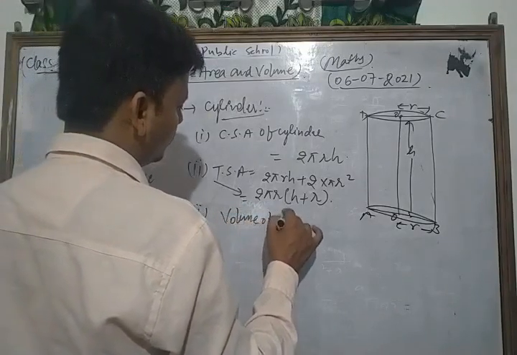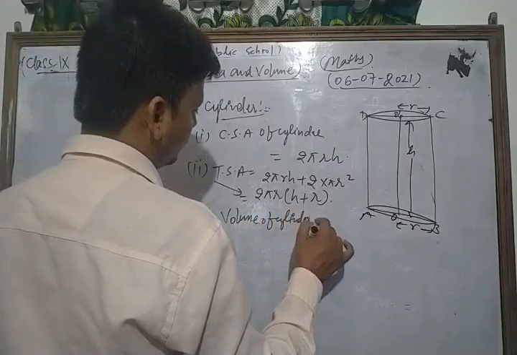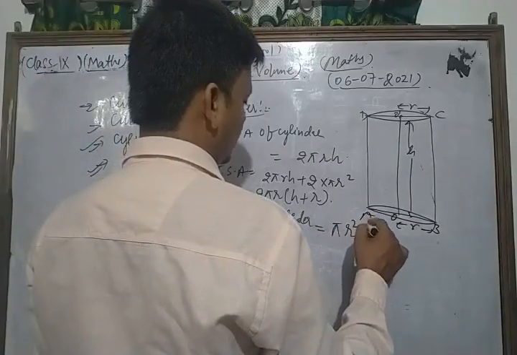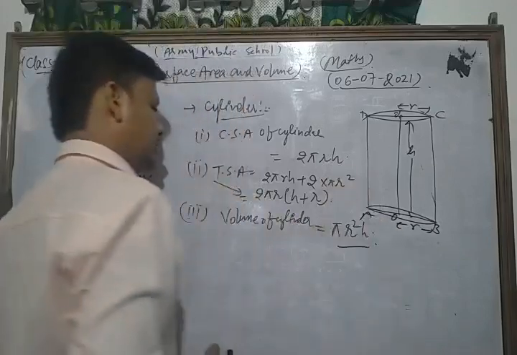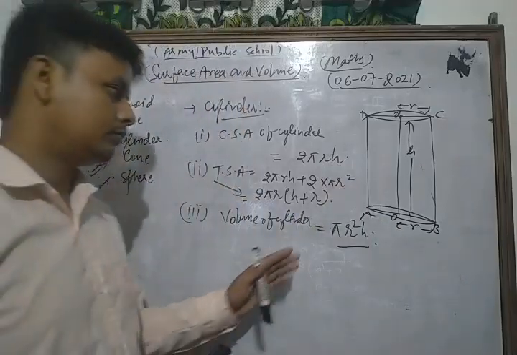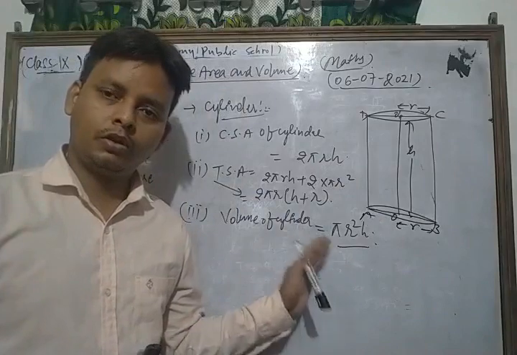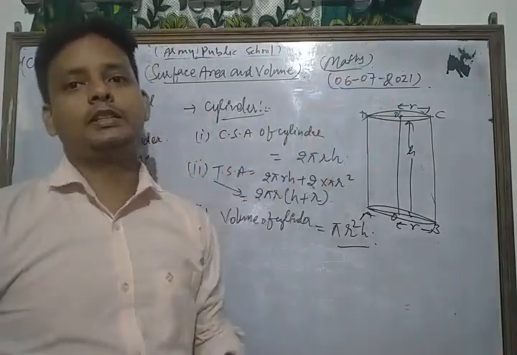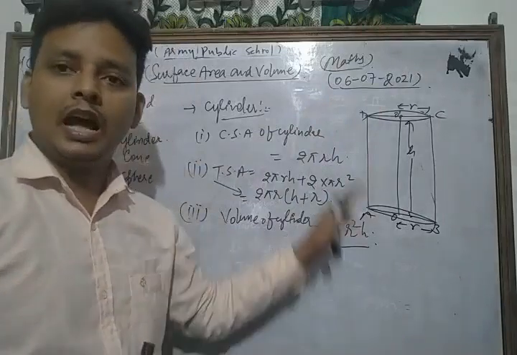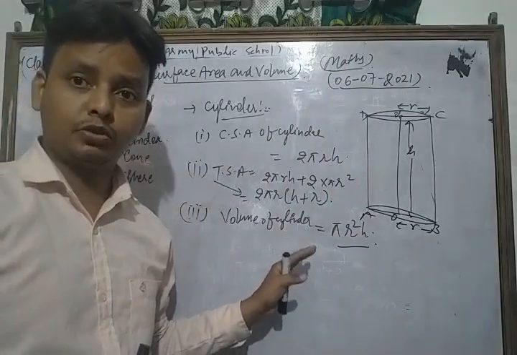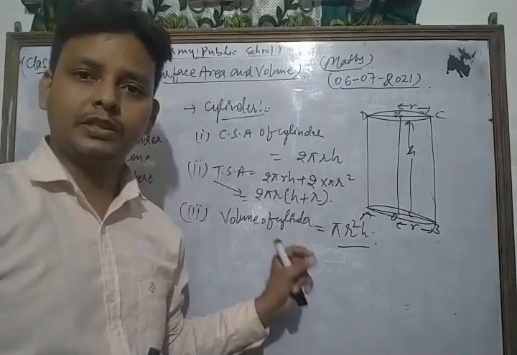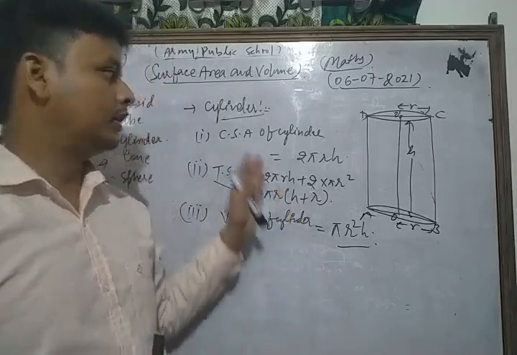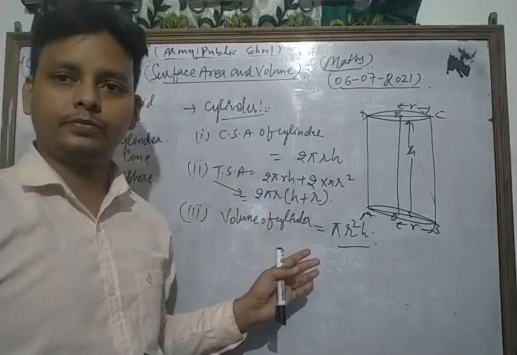Now the third one, volume of cylinder. The formula for the volume of a cylinder is pi r square into h. This is the formula for the volume of a cylinder. So please listen, first of all learn all these important formulas. They are among the most important formulas, and your questions are based on them. So first you learn all these formulas related to the cylinder.